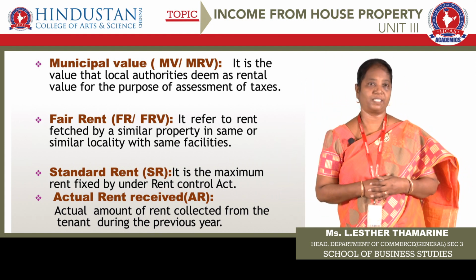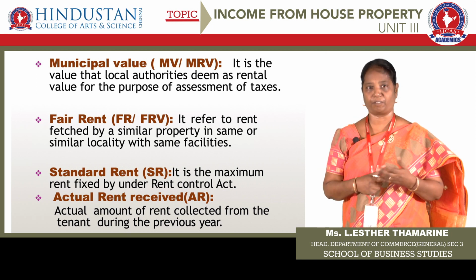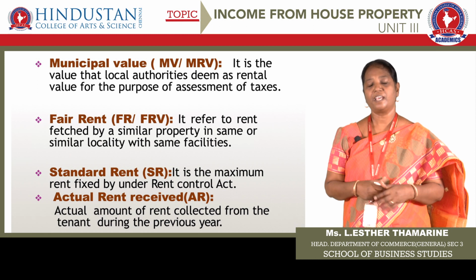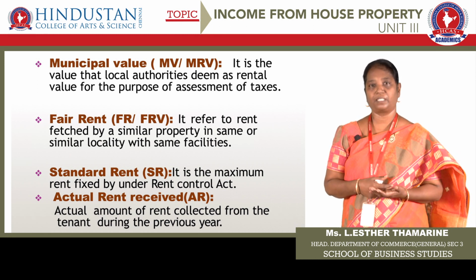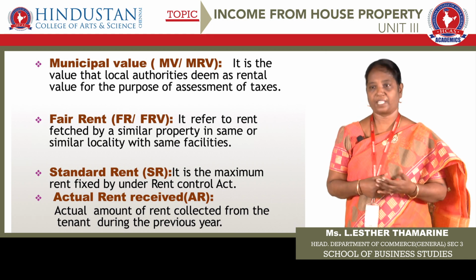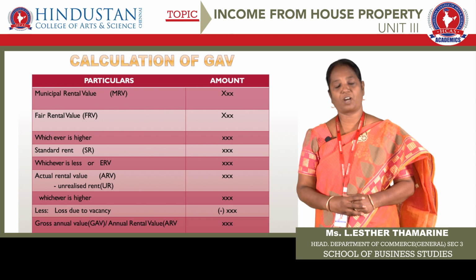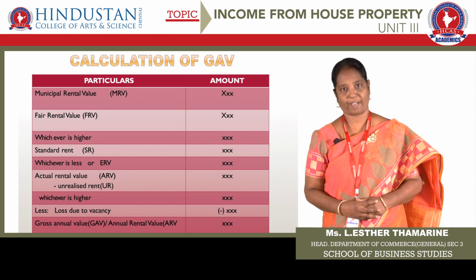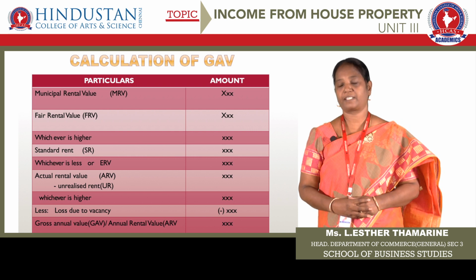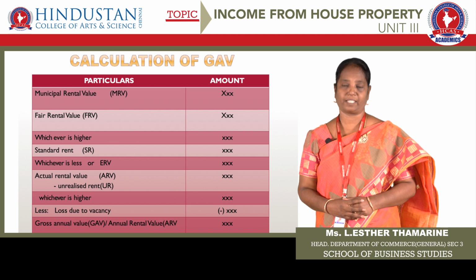Then the last one is actual rent. So though we have these 3 different ways of valuing our property, we collect rent from the tenant at a different amount. That you call the actual rent received. In order to calculate the annual rental value, we need all the 4 factors: municipal rental value, fair rental value, standard rent, actual rent received.